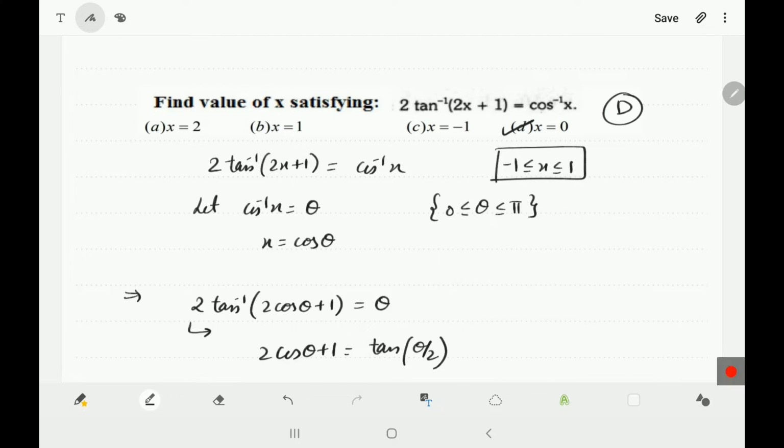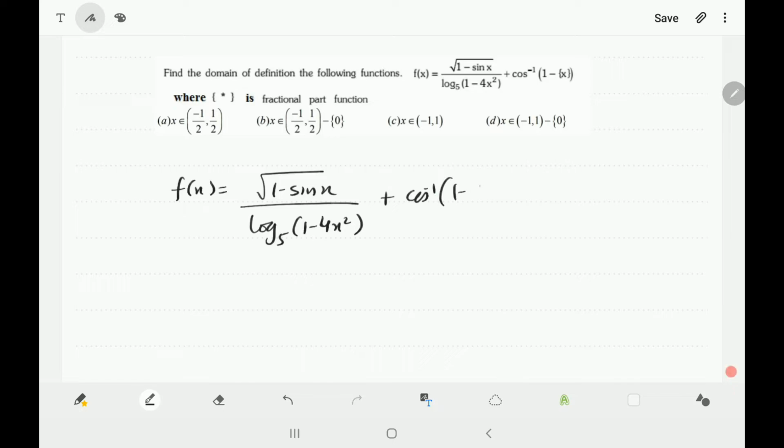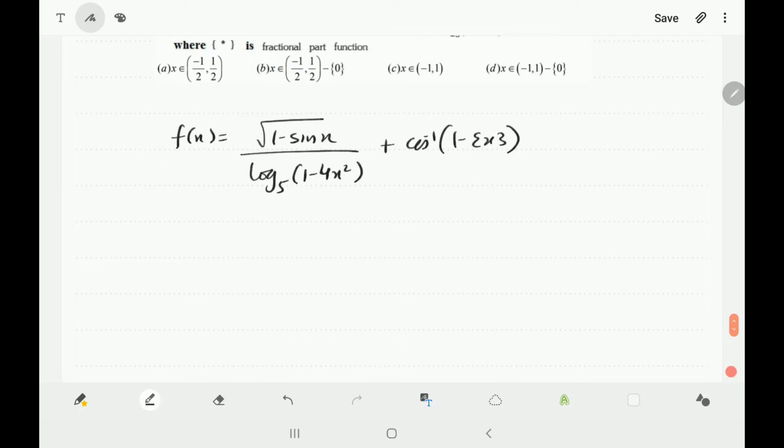In this problem we have to find the domain of this function, which is f of x is equal to under root of 1 minus sin x, divided by log base 5 of (1 minus 4x square), plus cos inverse of (1 minus fractional part of x). Let's define each term individually, then we will take the intersection.